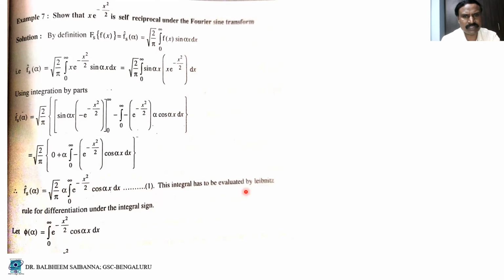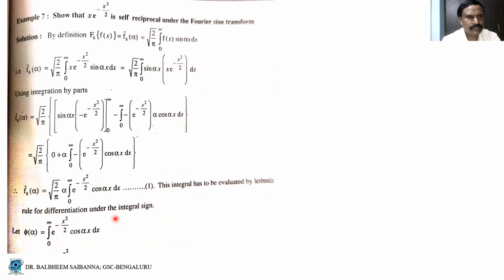This integral has to be evaluated by Leibniz rule for differentiation under the integral sign. This integral as it is is difficult for us, so we use the Leibniz rule under the integral sign method. So here take the substitution: let phi of alpha be equal to the integral over the limit 0 to infinity of e to the power of minus x square by 2 cos alpha x dx. This part we are considering as phi of alpha.